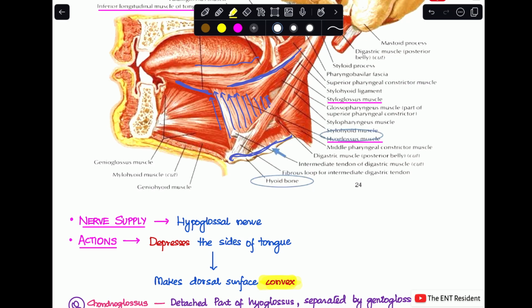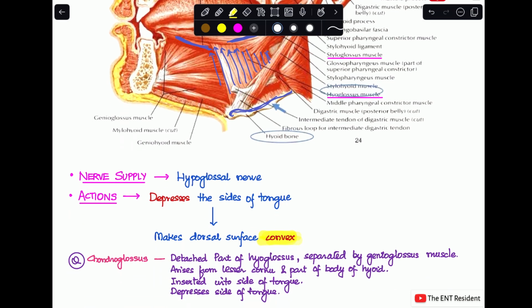And a small tiny thing to know about hyoglossus, which could be a short question that somebody asks you in a viva: what is chondroglossus? Now, chondroglossus is also a part of hyoglossus. It is the detached part of hyoglossus, which is separated by the genioglossus muscle. It arises from the hyoid itself, but from the lesser cornu and part of the body instead of the greater cornu. It has the same functions and the same nerve supply as the hyoglossus. So not much to remember, but just remember that it is the detached part of hyoglossus, which is separated by the genioglossus muscle.